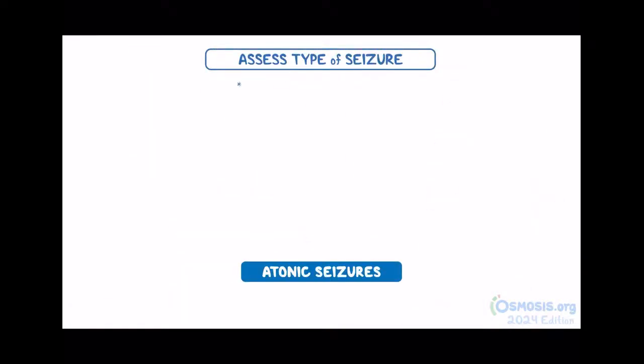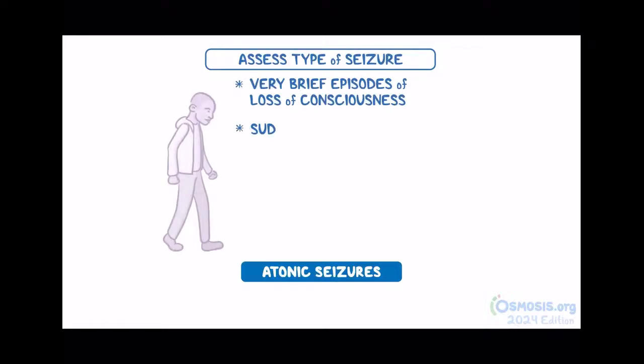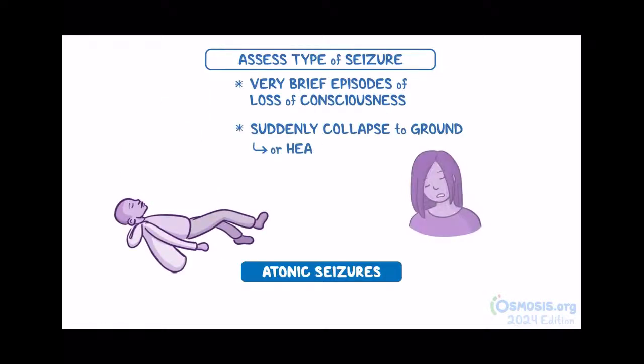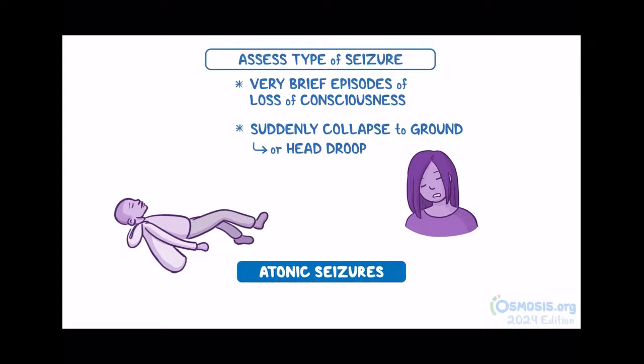Next up are atonic seizures, which are associated with very brief episodes of loss of consciousness. The patient will suddenly collapse to the ground, or the head will droop. With this presentation, diagnose atonic seizures.